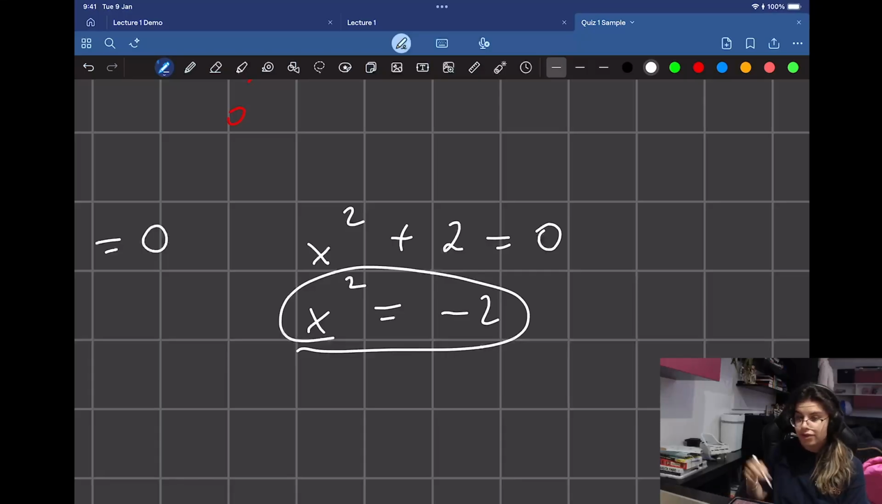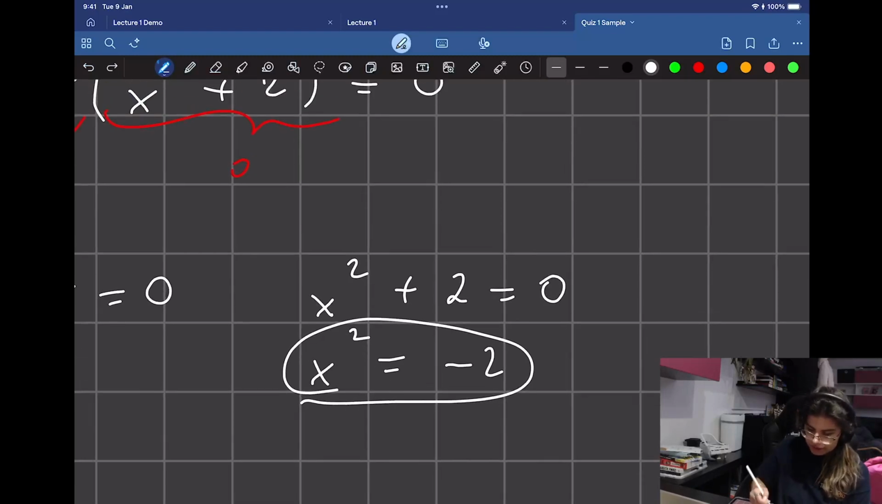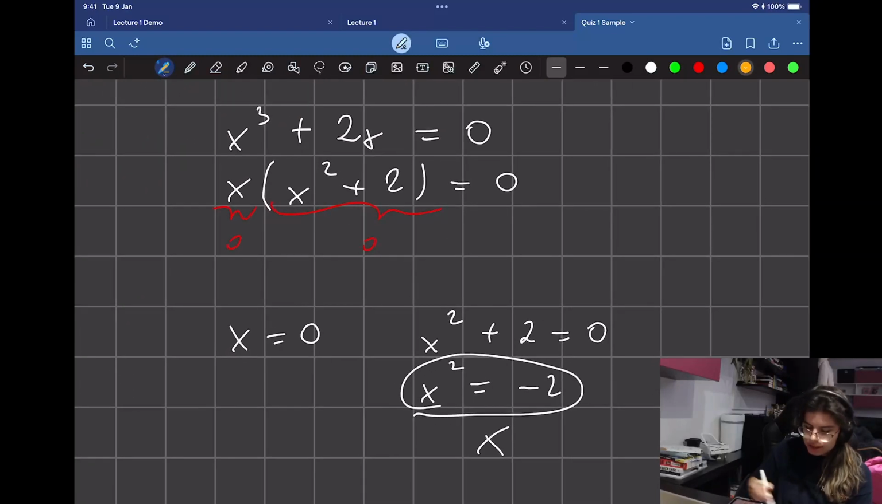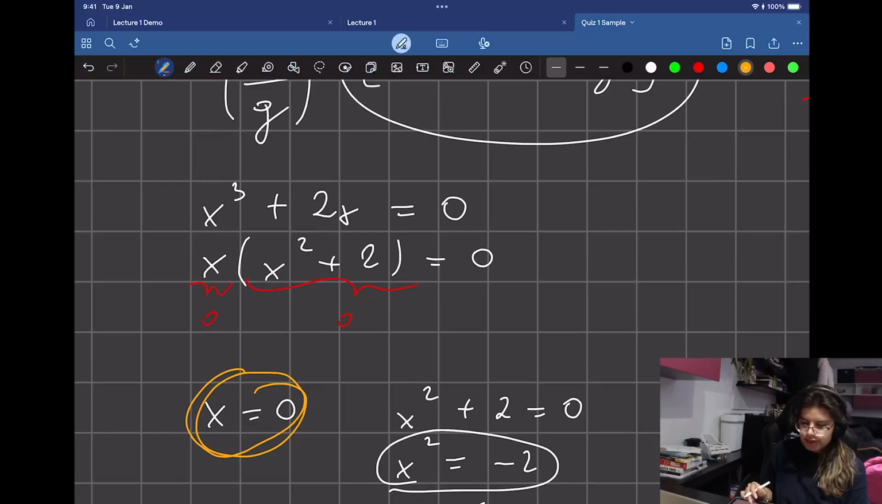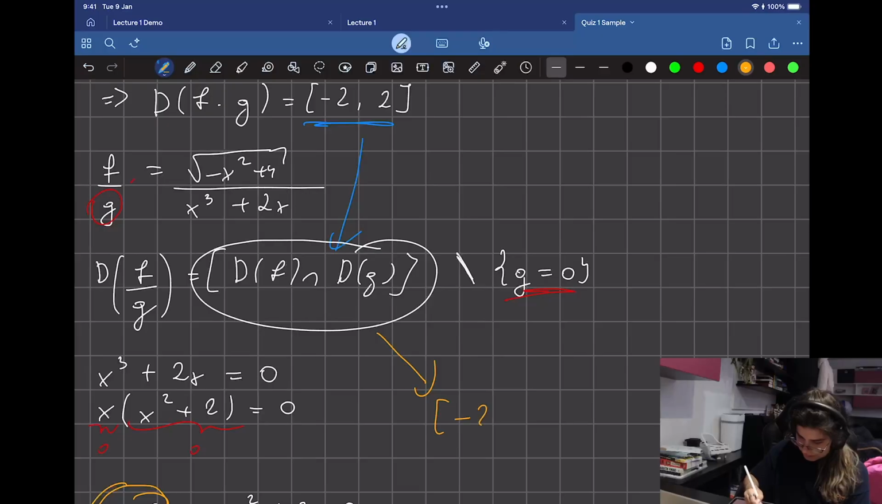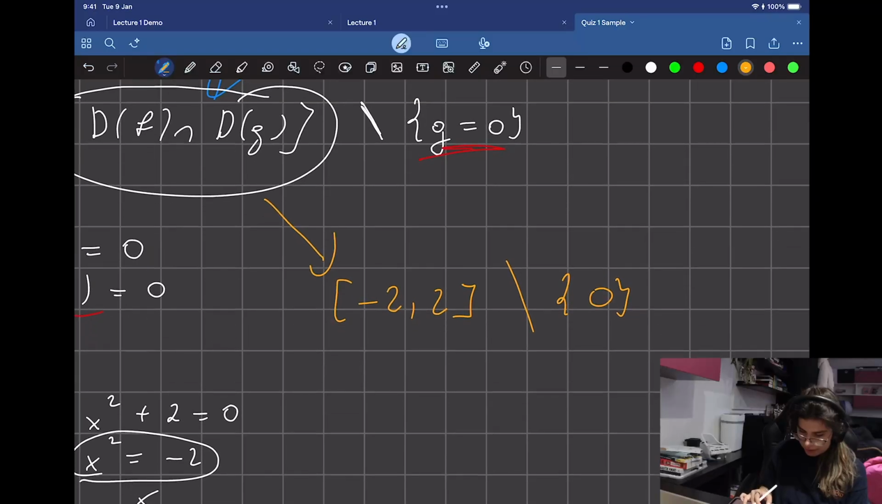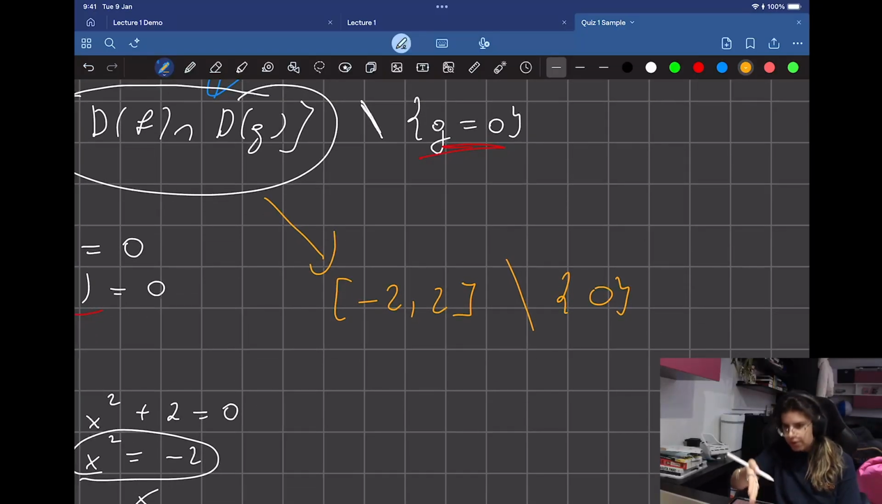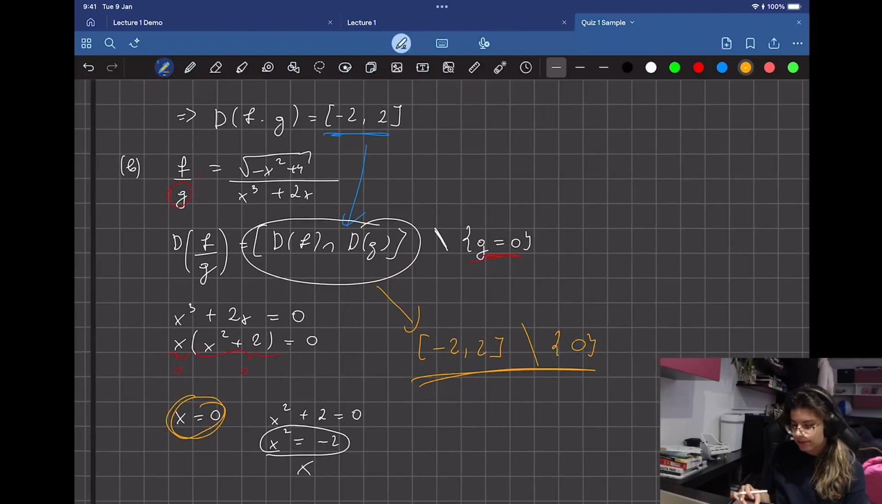Because for x squared, there's no number that when we square it gives us a negative value. So here we can't find any other solutions. Therefore, the only case for which g is 0 is when x equals 0. So what does that mean? This means that from our previous answer, which was minus 2 and 2, we're just going to subtract 0. So it's basically from minus 2 to 0 and from 0 to 2, but the 0 itself we don't count. You could rewrite this in another way, but I'm not going to burden you with that. This is perfectly fine as your final answer for that question.